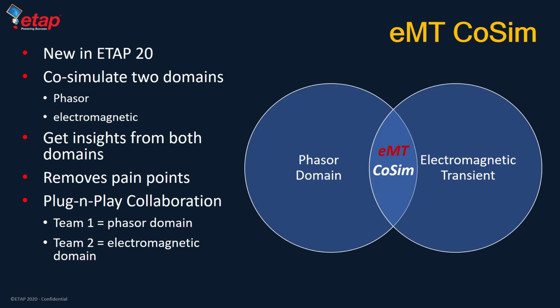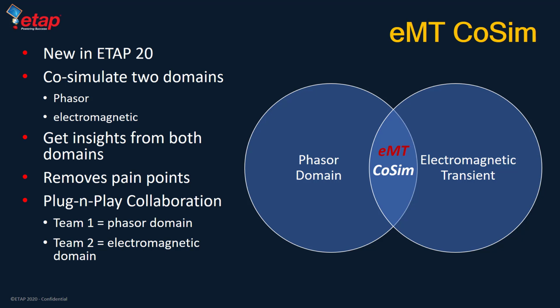So let's introduce eMTCoSim and what problems it solves. Now that we have explained the when and why to use the phasor domain and the electromagnetic transient domain, the benefits of eMTCoSim can be understood. This tool allows to co-simulate both domains while reaping the benefits of each and foregoing the pains of both. This is the gem of eMTCoSim. Additionally, co-simulating two domains fosters collaboration between separate teams. Now one team can focus on the phasor domain exclusively, while the other team can focus on the electromagnetic transient domain. When each team finishes, both models can be co-simulated using eMTCoSim.